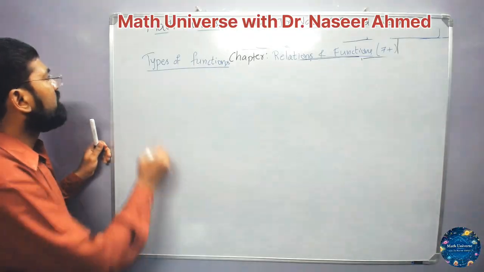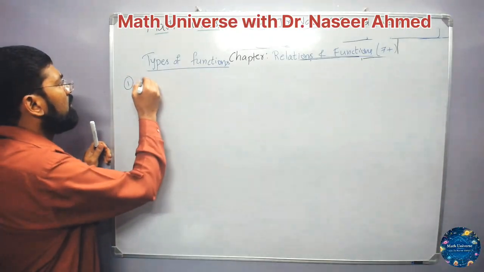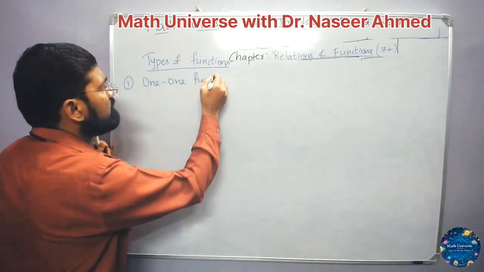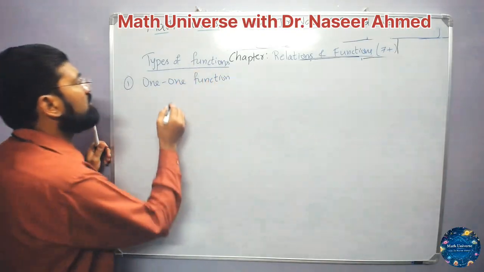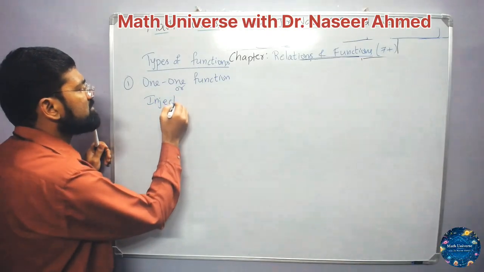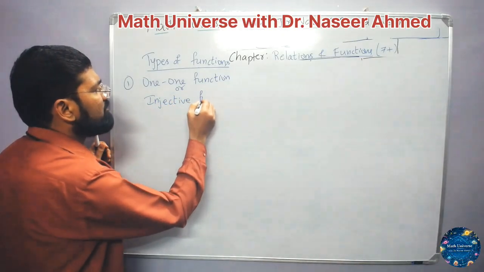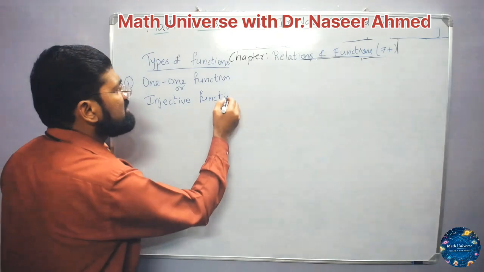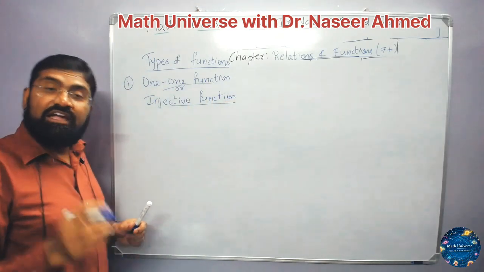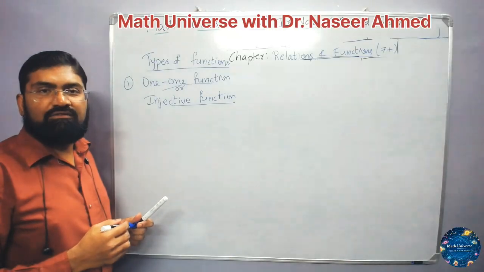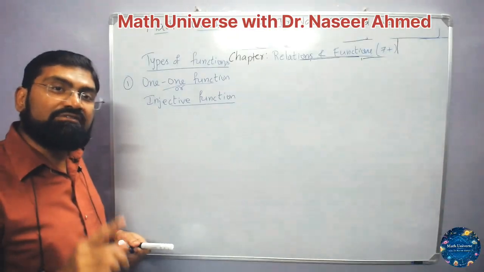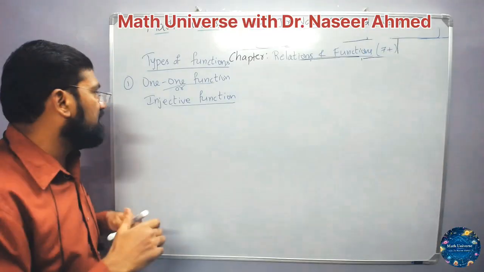Under this, the first one is one-one function. There is one more name for this, injective function. You should know both the terms. Now what is an injective function? It is a function in which every element has a distinct image. I repeat, every element should have distinct, nothing but different, images.